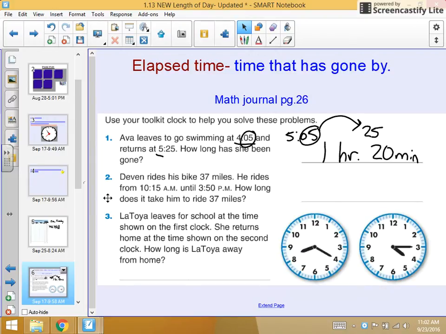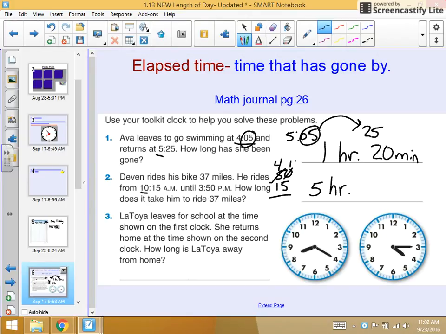So again, if you and your partner went ahead and did this, you would know that we want to start at our hours, 10:15, and we're going to count up hours first. 11:15 in the morning, 12:15, now we're afternoon, 1:15, 2:15, 3:15. If you were counting, that would have been 5 hours. From 3:15 to 3:50, we would simply do the math. 15 minus 15, we don't have a 0. 4, 10 minus 5 is 5. 4 minus 1 is 3. 5 hours and 35 minutes.